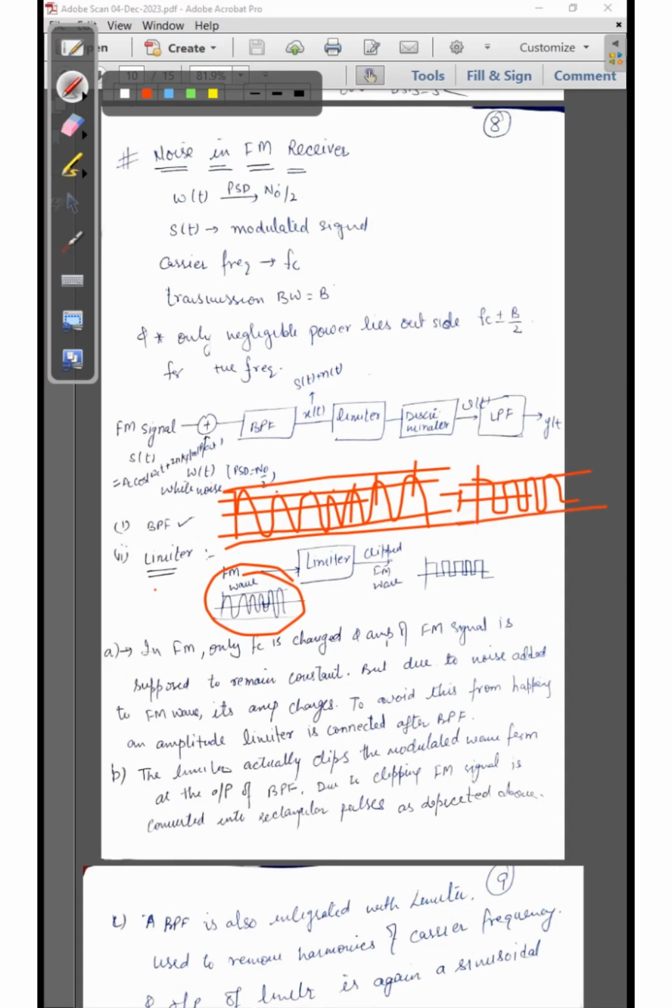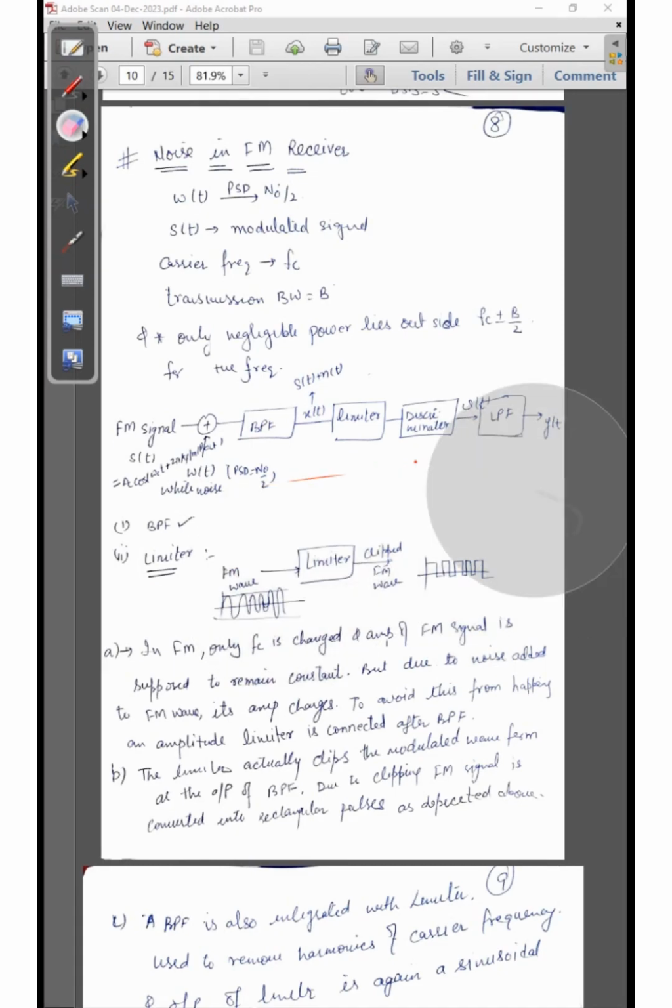The second integral component of this limiter is a band pass filter. What this second component does is change the rectangular pulses to sinusoidal waveforms of constant amplitude. Means at the output of the limiter, we get a pure frequency modulated signal like this, which is a sinusoidal signal of varying frequency, right?